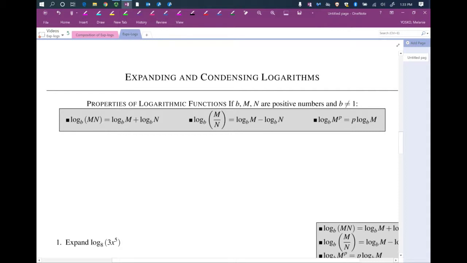Expanding and condensing logarithms. So here are some properties of logarithmic functions. If b, capital M and capital N are positive numbers and b is not equal to 1, then these three things are true. So let's look at each one.